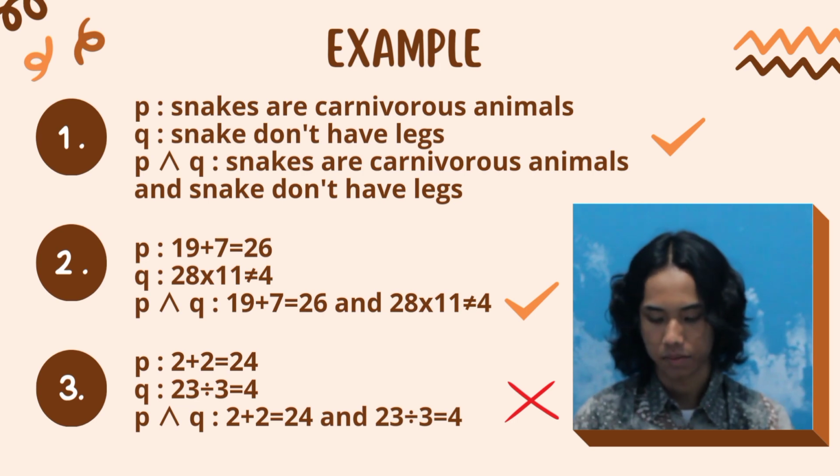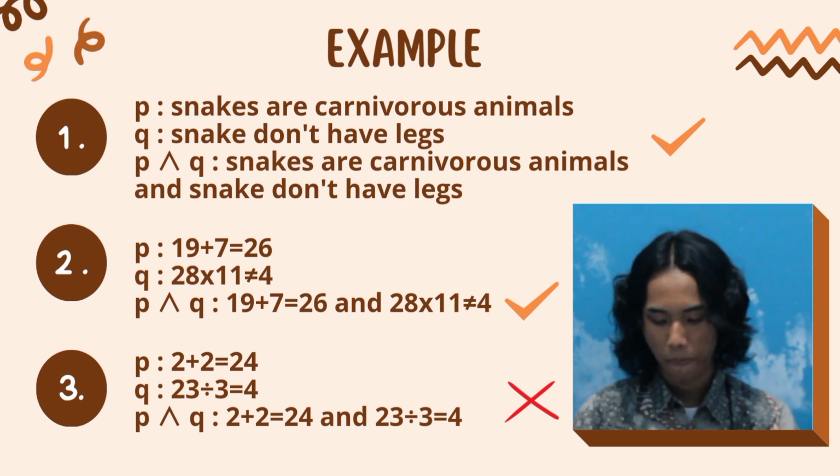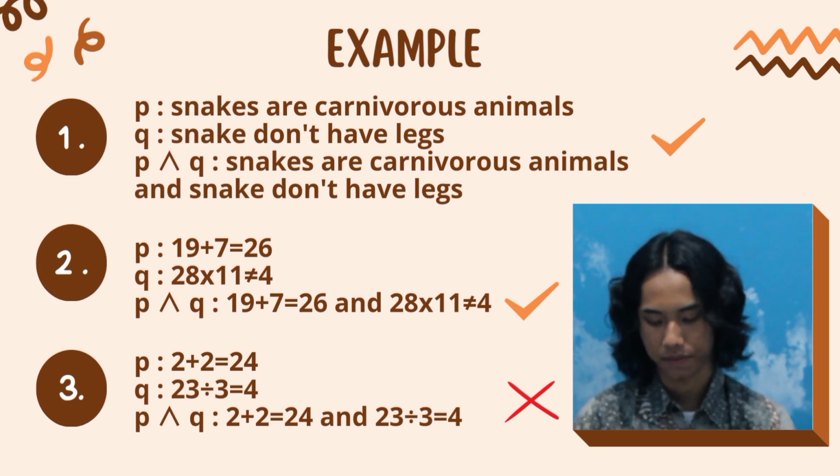Now take a look at the example. First, P: snakes are carnivorous animals. Q: snakes don't have legs. P conjunction Q is: snakes are carnivorous animals and snakes don't have legs. The truth value of this sentence is true because P and Q are true.